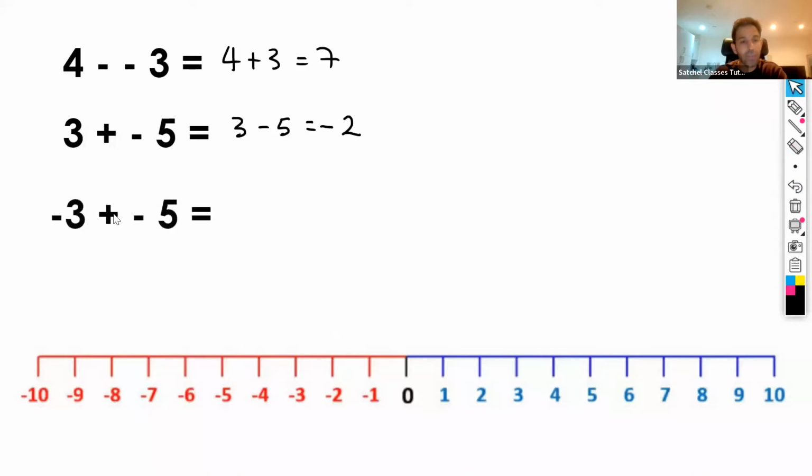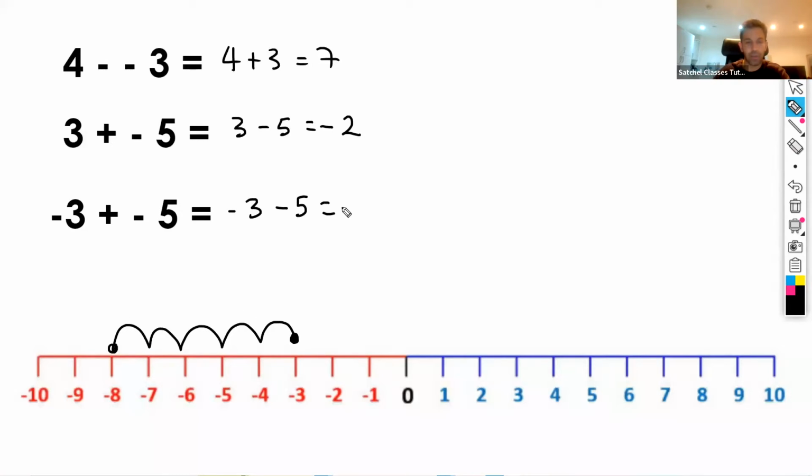So now -3 plus -5. So -3 is where we're starting at. Now plus and a minus next to each other, so that becomes a minus. So this is the same as -3 minus 5. So what do we end up with? We get -3 minus 5. So 1, 2, 3, 4, 5. We have to go 5 back. So we end up with -8.